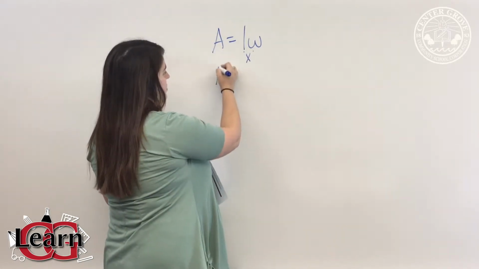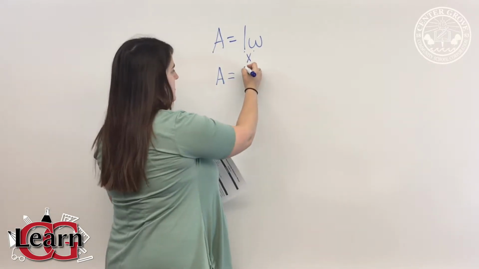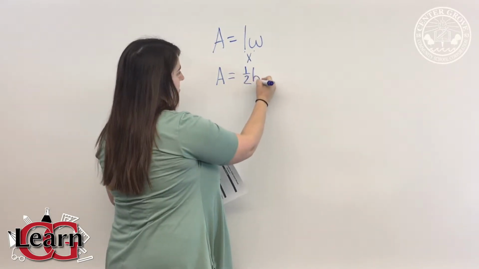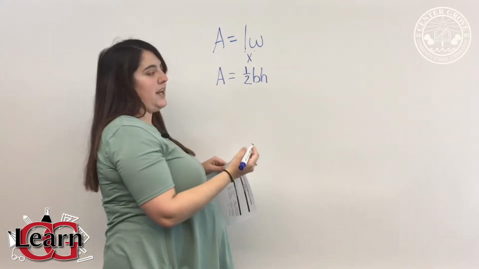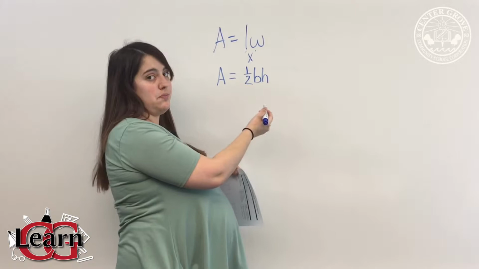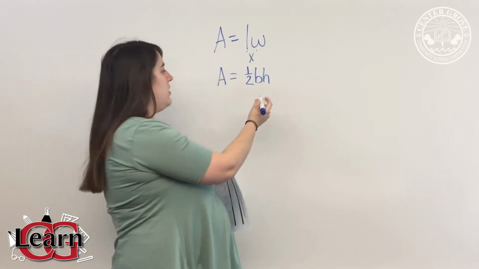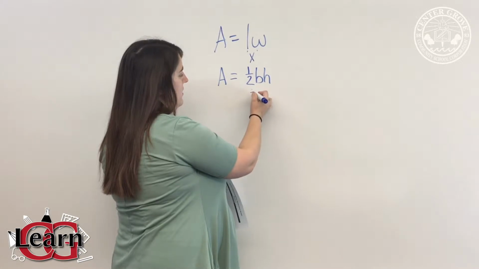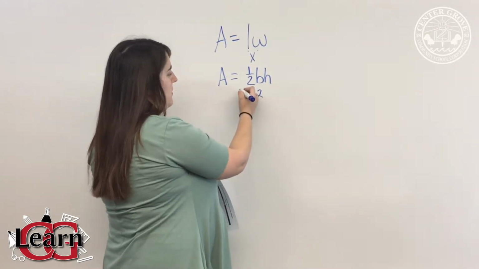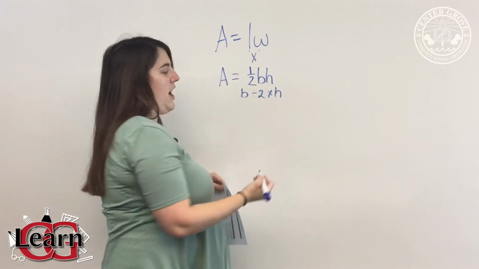For area of a triangle, you would use A equals 1/2 base height. And again, all of those symbols and numbers next to each other means that you're going to multiply them. However, when you multiply times a half, you are also able to divide by 2. So we take base divided by 2 times the height.